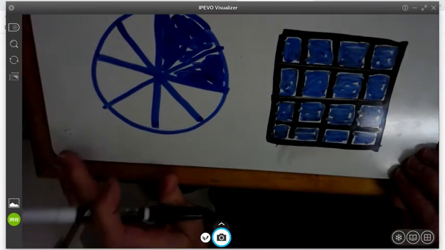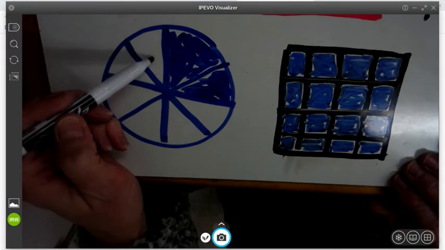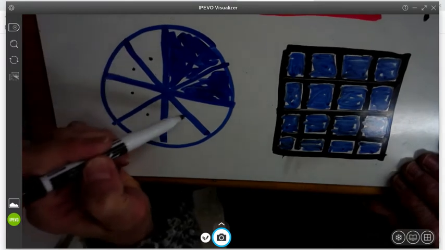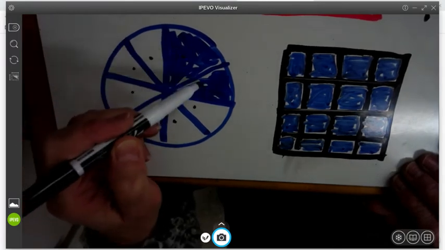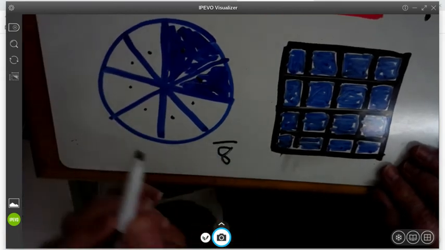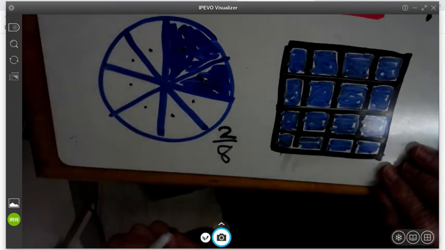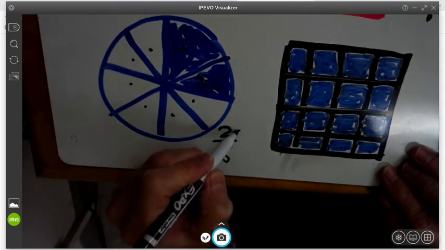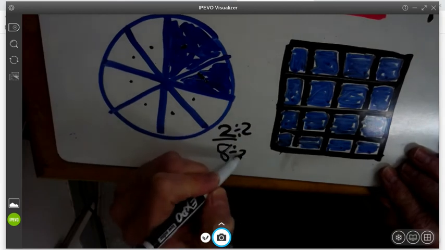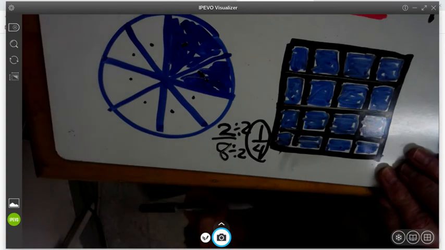Next picture we have is a circle instead of a square. The circle has 1, 2, 3, 4, 5, 6, 7, 8 pieces. So 8 is my denominator. 2 of those 8 are shaded in. Now I simplify. Both of these are divisible by 2. My answer would be 1/4.